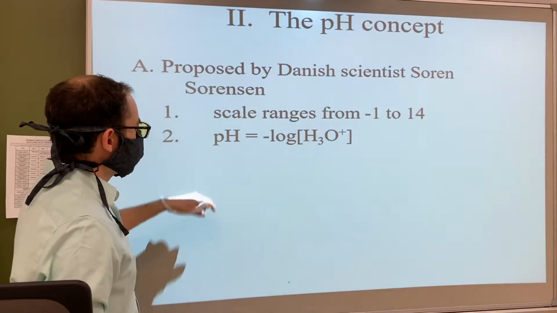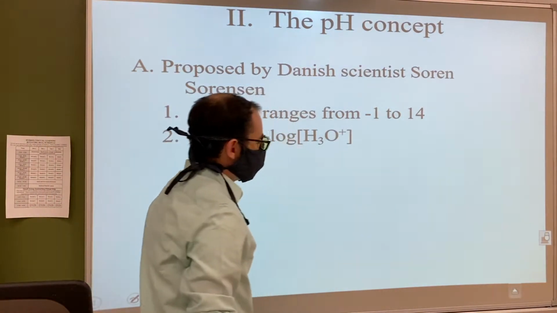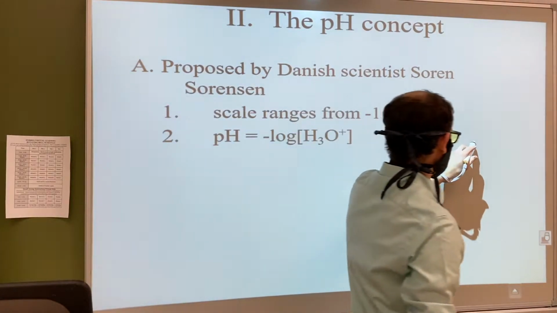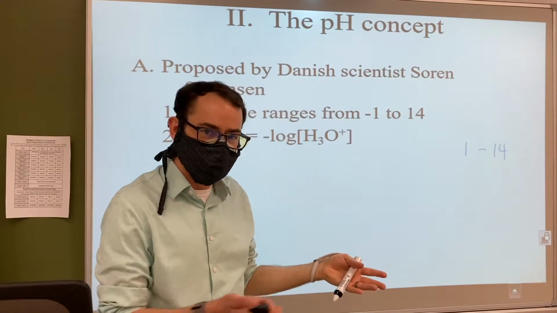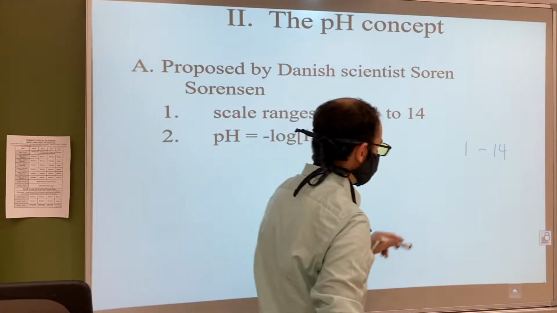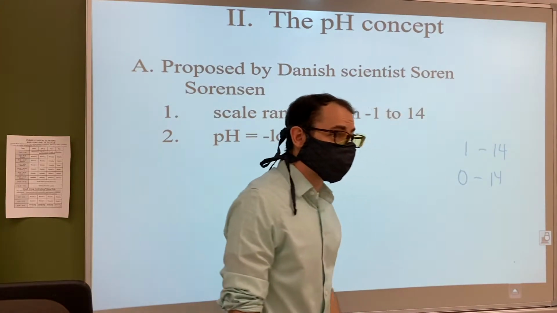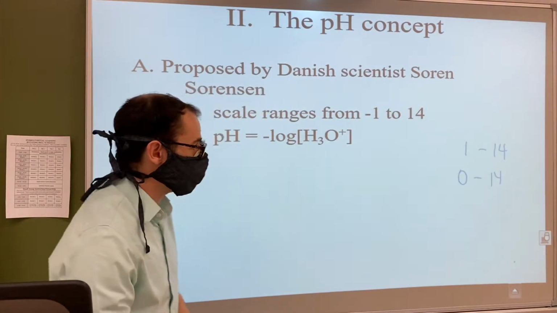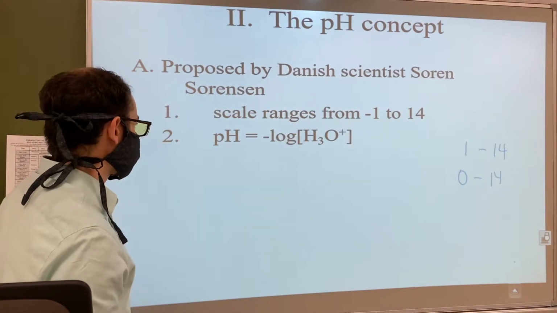But who knows? All right, the scale can range from -1 to 14. Most of the time in like middle school and whatnot, they just say it's 1 to 14, just to make it easier to understand, because it's hard when you have a negative number in there. Sometimes they also will say 0 to 14. Basically, it can go pretty low, all right? That's not really going to matter too much for us anyway.